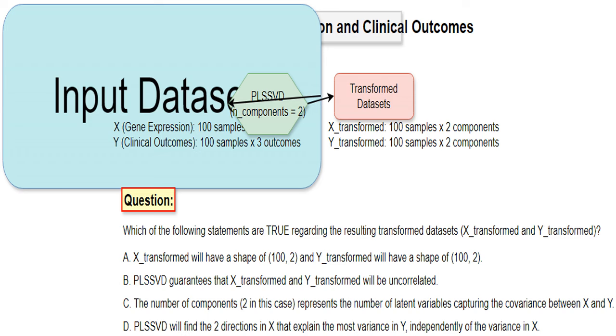Think of it like this. Each sample is a patient. X tells us the activity levels of 50 different genes in that patient, and Y tells us 3 different clinical measurements for the same patient.